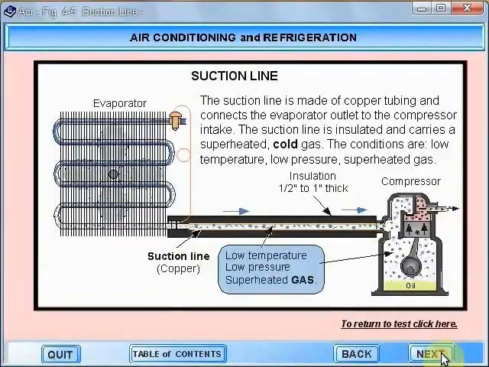The suction line is made of copper tubing and connects the evaporator outlet to the compressor intake. The suction line is insulated and carries a superheated cold gas. The conditions are low temperature, low pressure, superheated gas.